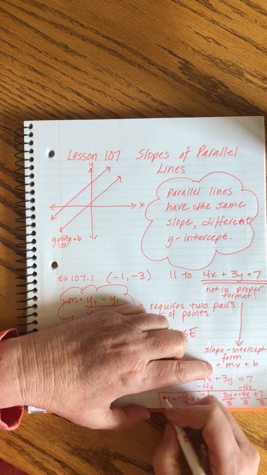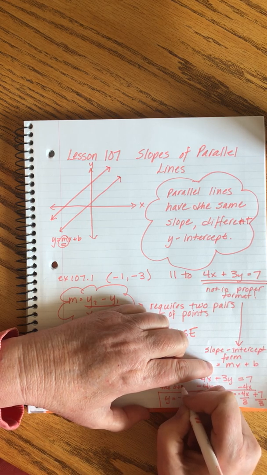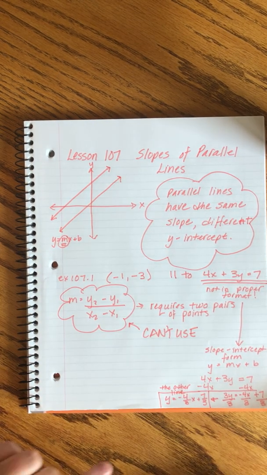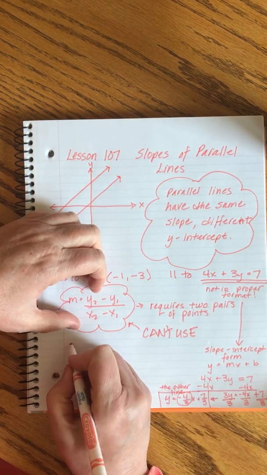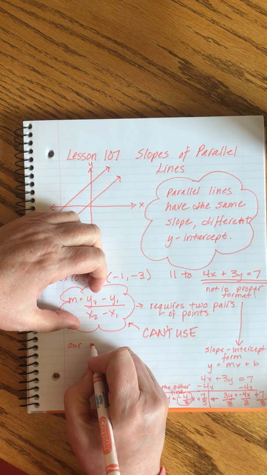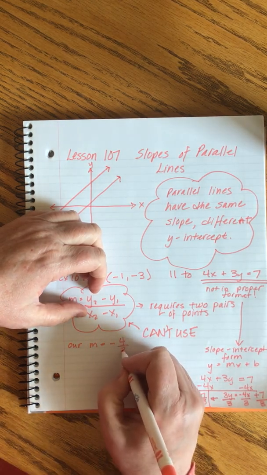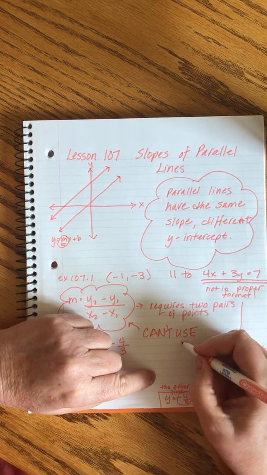Okay, so this is what I call the other line, right? It's the one that's parallel to ours, but it's not ours. Now, because we know they're parallel, we can take that slope. And I can write our slope equals minus 4 over 3. Okay, so this was the first step.